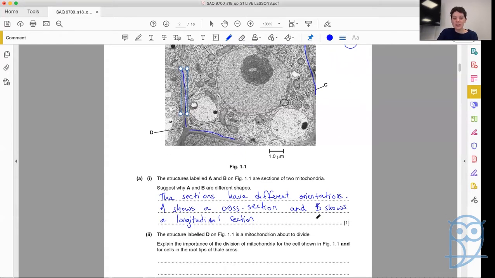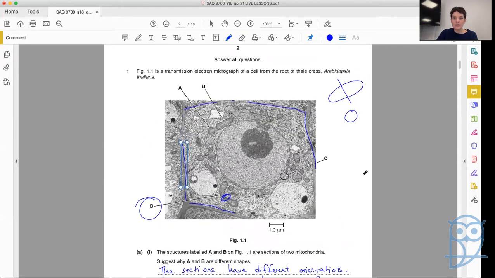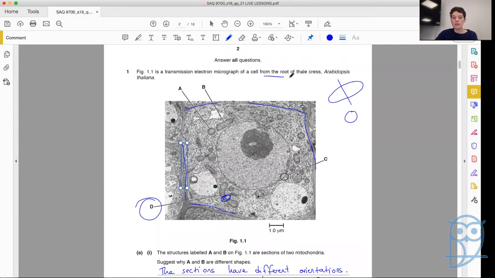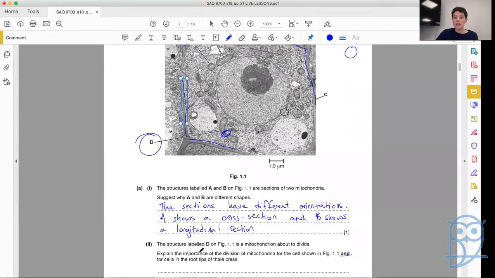The structure labeled D on figure 1.1 is a mitochondrion about to divide, and there you can see there's a piece pinching off. Explain the importance of the division of mitochondria for the cell shown in figure 1.1 and for cells in the root tips of tail cress. So this cell here, remember, is just a root cell, not necessarily a root tip. So here we're talking about root plus root tip.